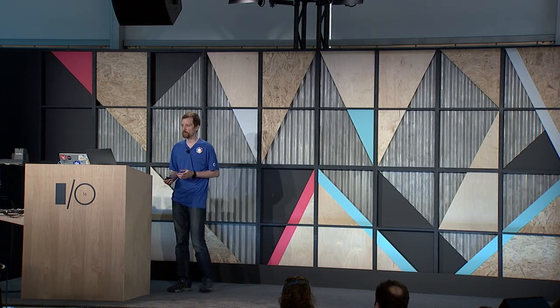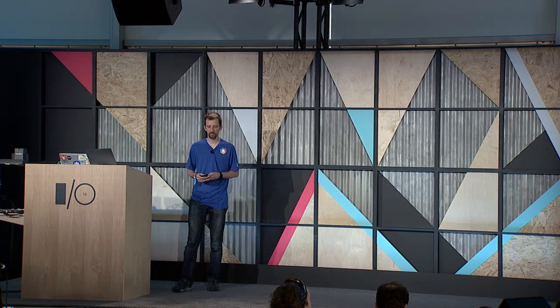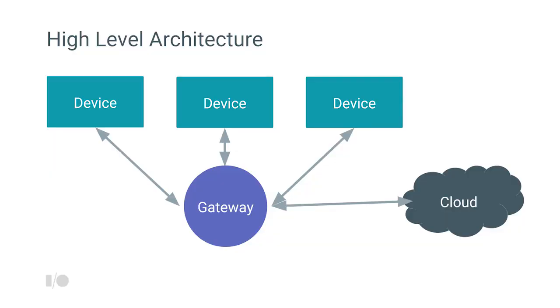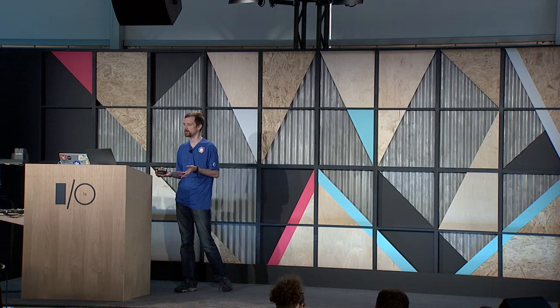So some of the typical components in an IoT application. Here's a high-level architecture. You might have a bunch of devices. Say this is like an industrial application. I'm thinking mostly about industrial applications.